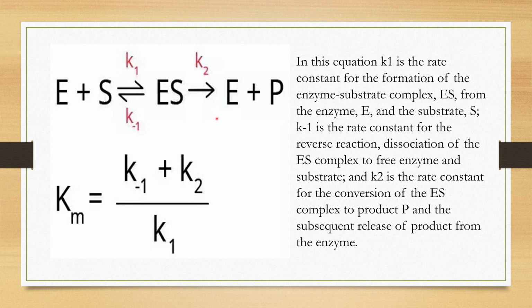So Michaelis and Menten proposed the following scheme of reaction, where your enzyme is reacting with your substrate to form your enzyme substrate complex, and this enzyme substrate complex is later being broken to enzyme and product. Now K1 is the rate constant for the formation of enzyme substrate complex. K minus 1 is the rate constant for the dissociation of enzyme substrate complex to enzyme and substrate. K2 is the rate constant for the conversion of your enzyme substrate complex to enzyme and product. And you can express Km in this form. This equation expresses your Km.